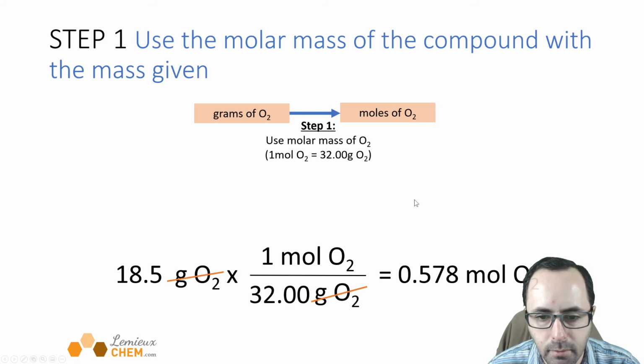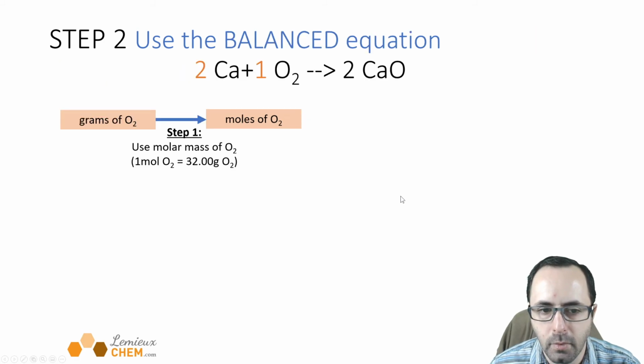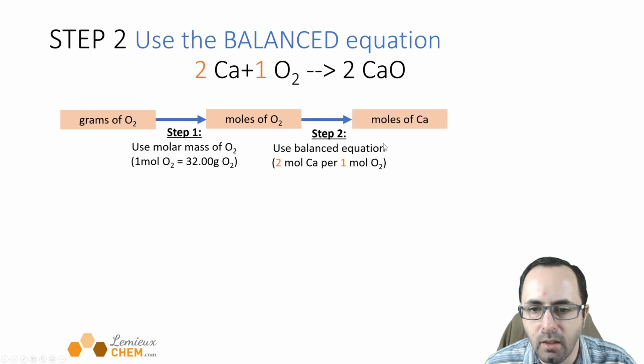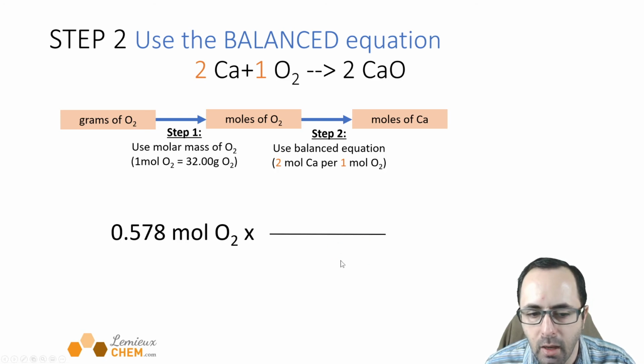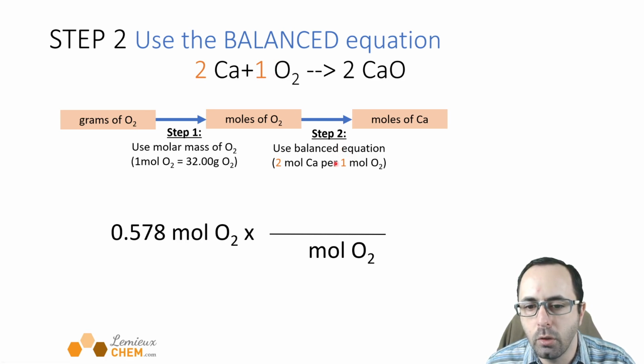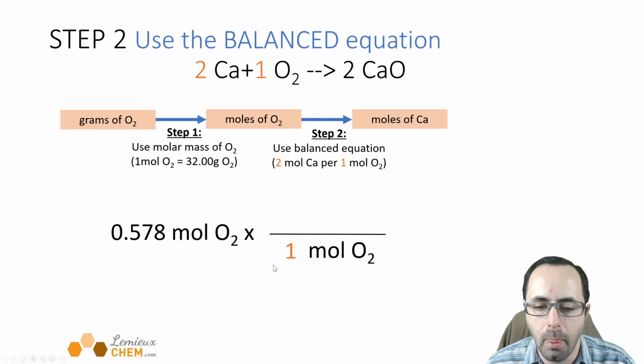Next, we've gone through step 1. Now we need to do step 2. We need to relate moles of O2 to how many moles of calcium. And for that, we're going to use the balanced equation. And so we have from the last step 0.578 moles of O2. So again, we know what unit goes down here. It's the moles of O2, so they can cancel. And we look at how many moles of O2? 1 mole of O2. And that's going to react with 2 moles of calcium. So we cancel our moles of O2, and on the other side we put our 2 moles of calcium.